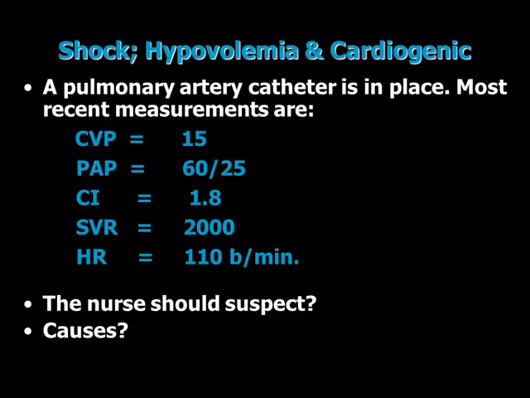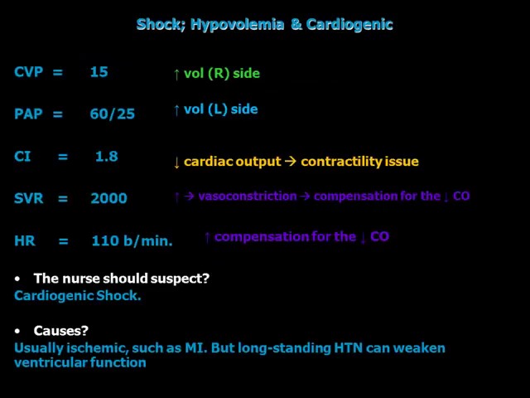And we've still got that pulmonary artery catheter, and our hemodynamic measurements are before your eyes. What should the nurse suspect? Which kind of shock state should the nurse expect? And what would be the causes of that shock state?